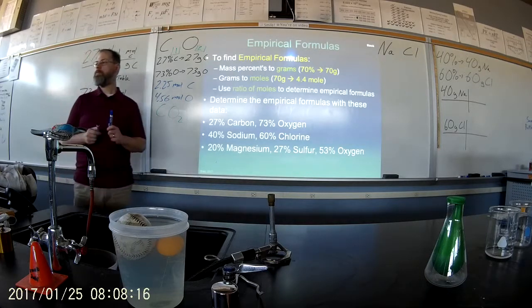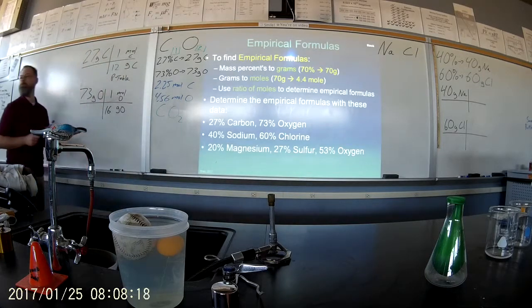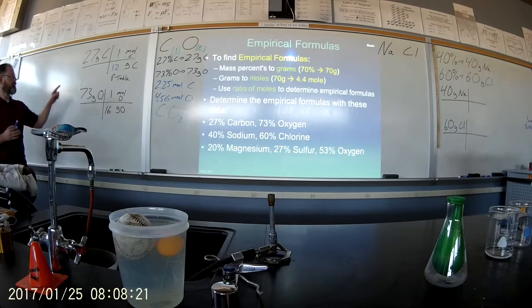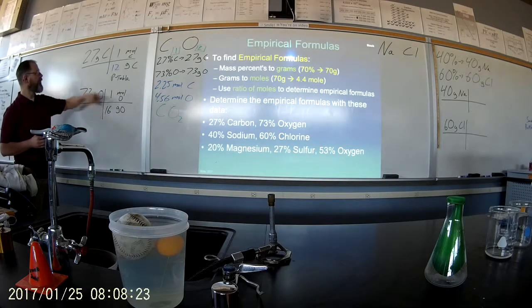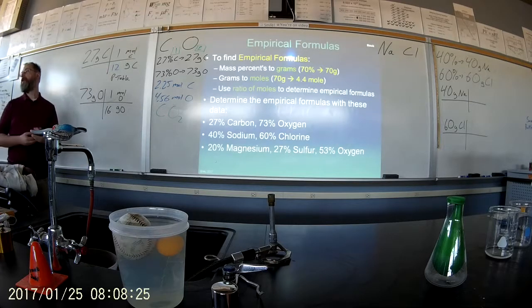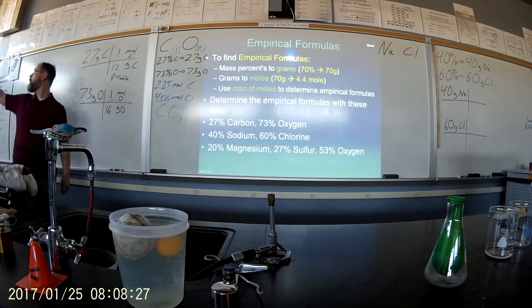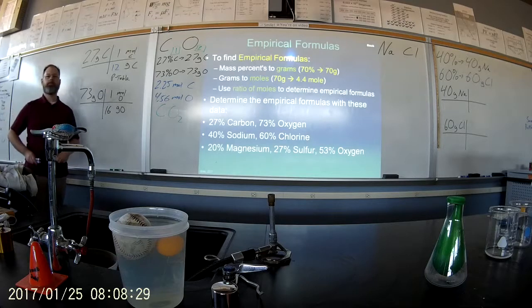Mr. Byers, in the first problem, where did you get the bottom right box? This box here and this box here. Yeah, the periodic table. The mass from the periodic table. So I looked at carbon, carbon was 12, oxygen 16. Okay.